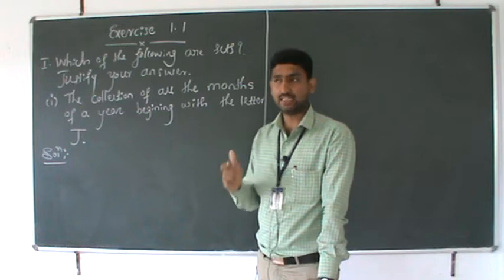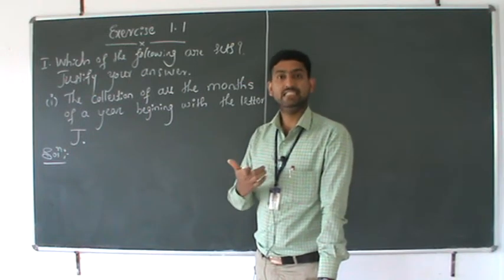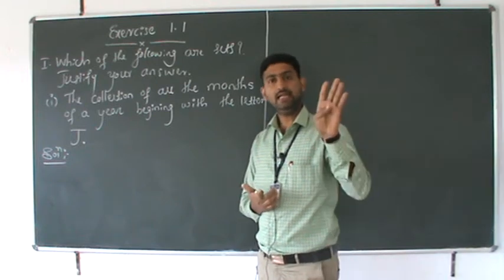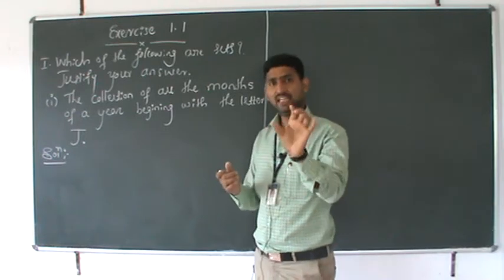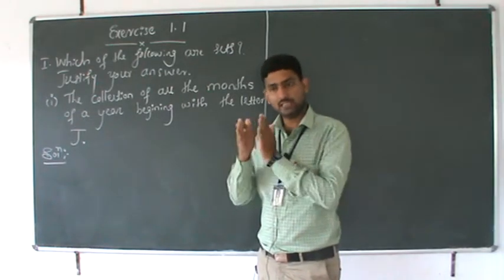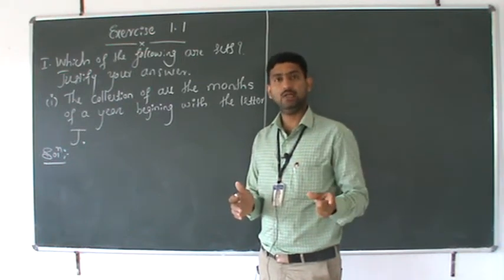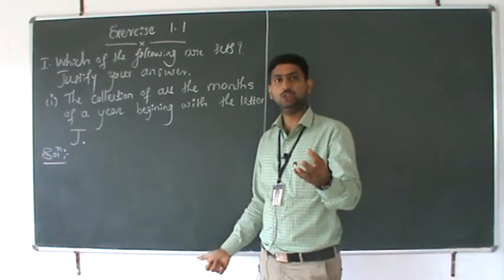We have only 3 months where the letter J comes first: January, June and July. Therefore, only 3 months out of 12. Therefore it is well defined. And they are well defined. Anybody you ask the same question, they will say January, June and July.